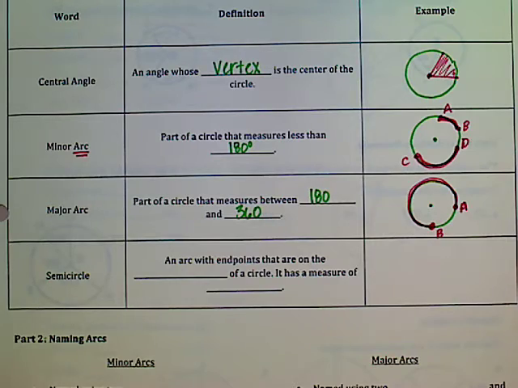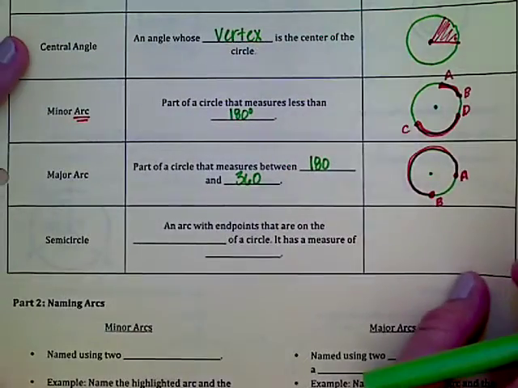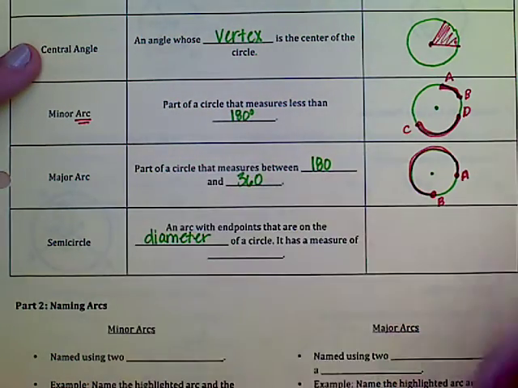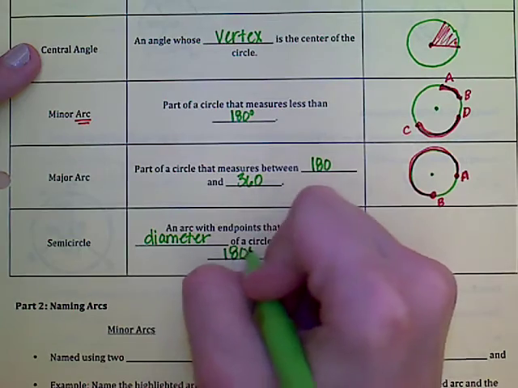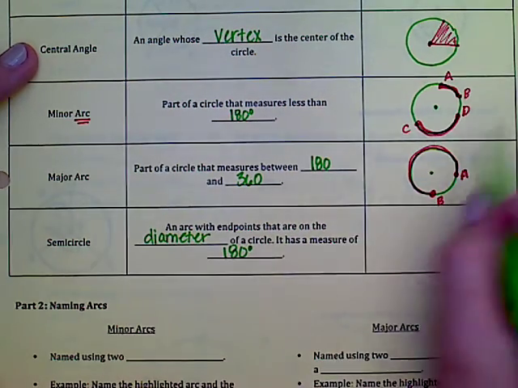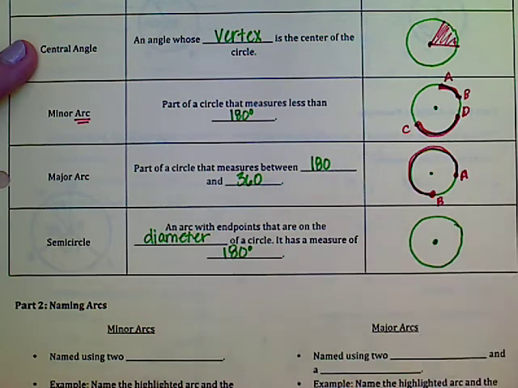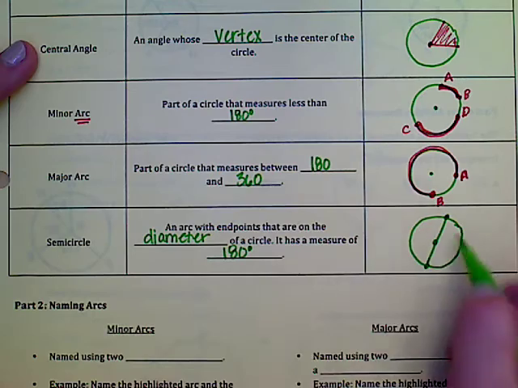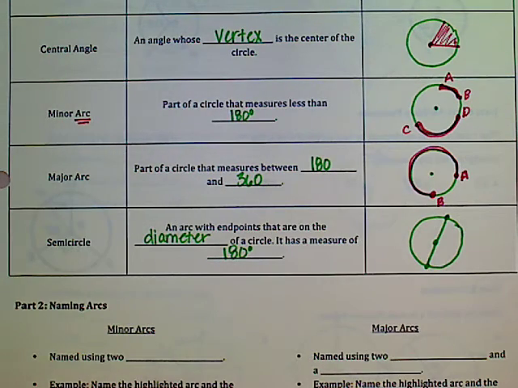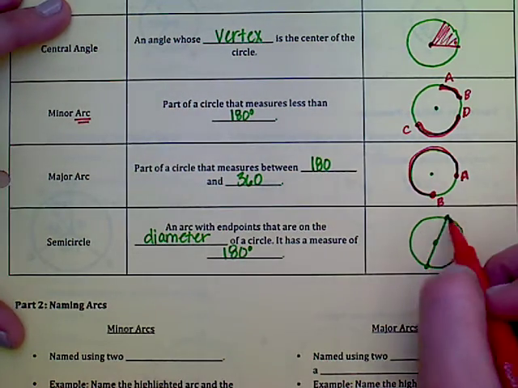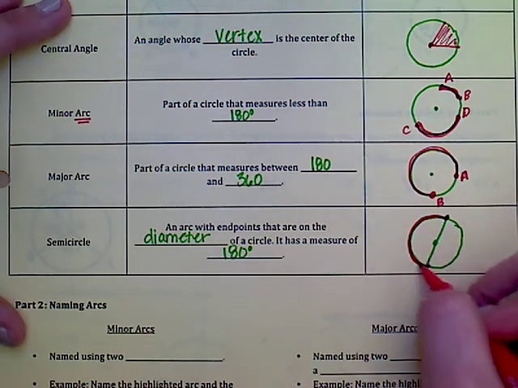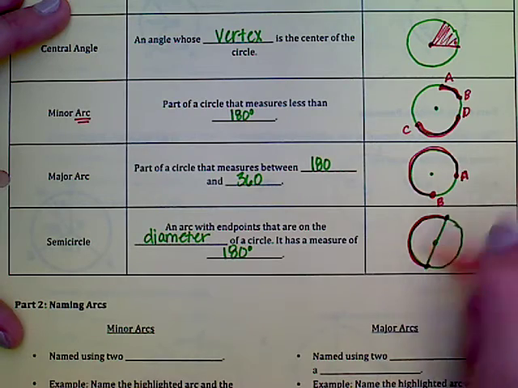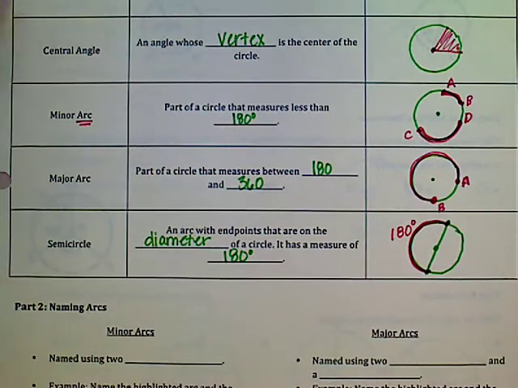The very last one is a semicircle. So that's an arc with endpoints that are on the diameter of the circle. It has a measure of 180 degrees. So if I draw this circle, here's my center. You guys know a diameter goes through that center directly across. So this is cutting my circle into two equal halves. So a semicircle is not this whole circle. A semicircle is this arc that makes up half of the circle. Again, when we talk about semicircles, we're talking about pizza crust. So this arc would be equal to 180 degrees.